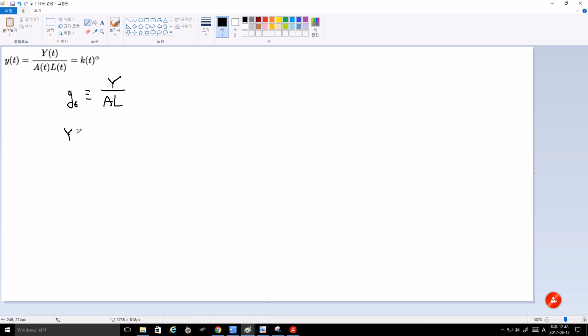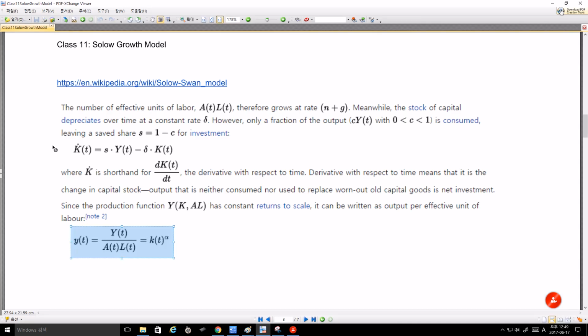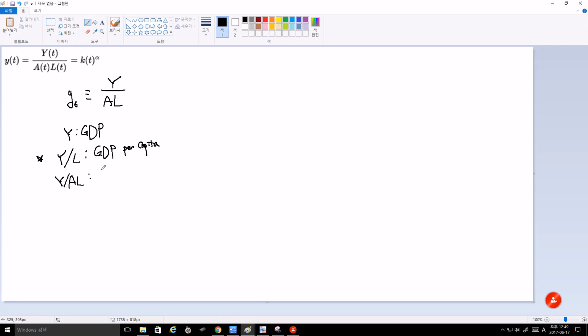So actually, Y is GDP, and Y over L is basically GDP per capita, and Y over AL is, usually this is the important one, right? In Korea it is like $20,000, and this is GDP per effective labor. Here, it is also output per effective labor, right? So they are slightly related to each other.